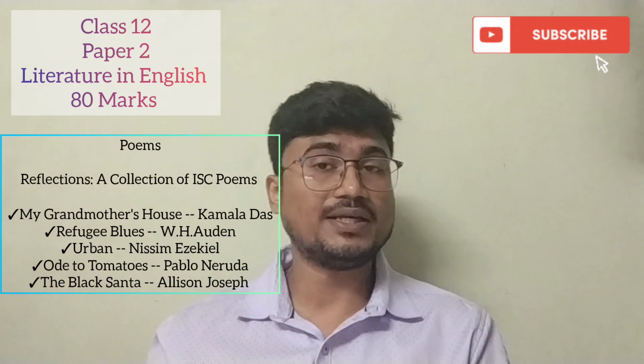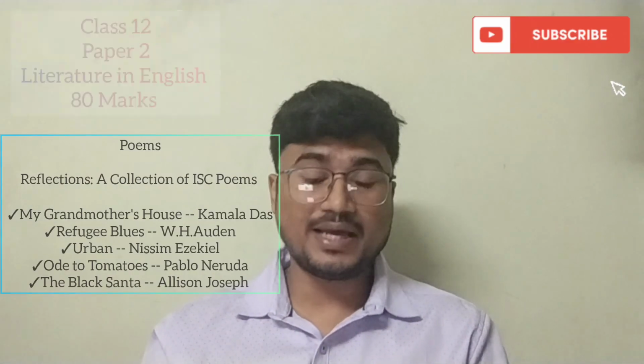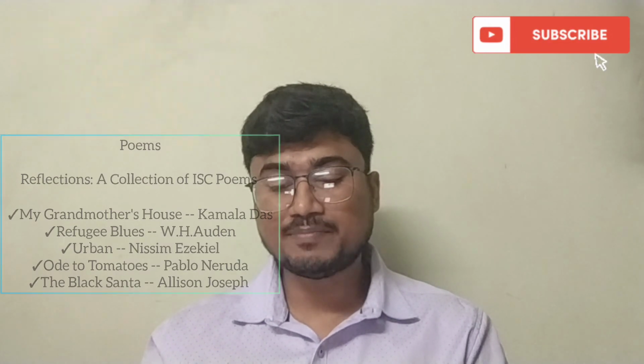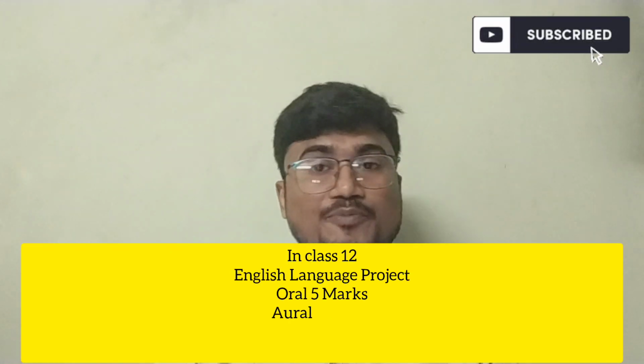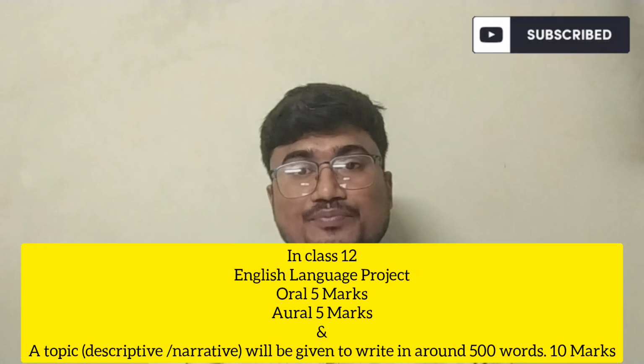Coming to the poems, Reflections, a collection of ISC poems, you have My Grandmother's House by Kamala Das, Refugee Blues by W.H. Auden, Enterprise by Nissim Ezekiel, Ode to Tomatoes by Pablo Neruda, and The Black Santa by Alison Joseph. Okay, so these are the 5 poems that you have.